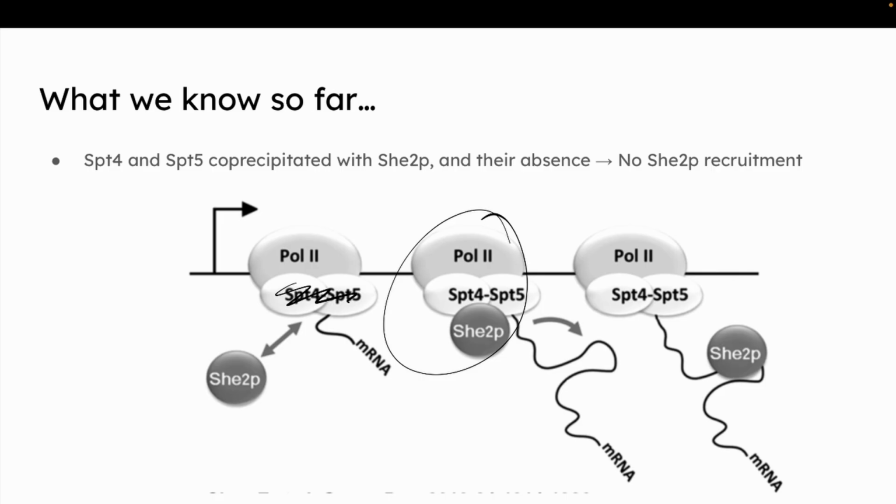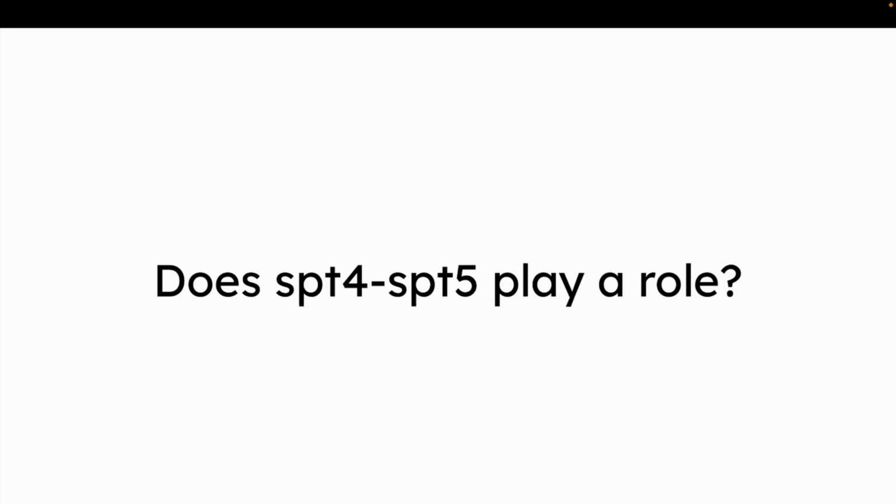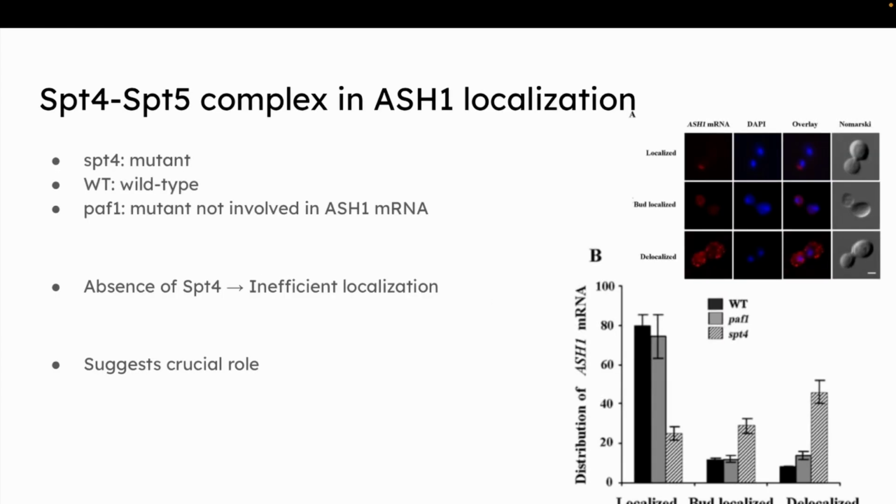But to go back to this SPT4 thing, they found that this also co-immunoprecipitated with SHEP2, so they also bind. And in their absence, there was no SHEP2 recruitment. So this is another layer of adapter protein importance, right? Because maybe CEP4 and CEP5 are required for SHEP2 association with RNA polymerase. And so this is what they asked, does it play a role? And they found that it does, actually.